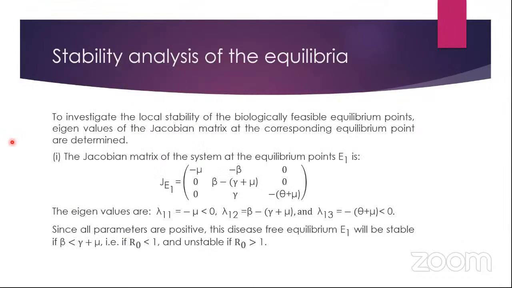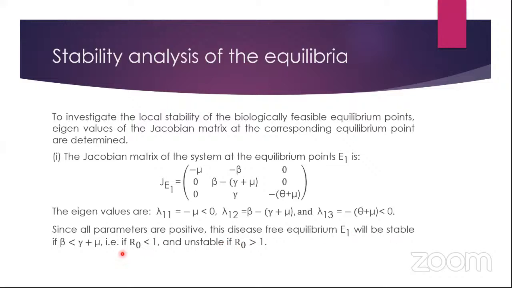Next, we do the stability analysis of the equilibrium points. To investigate the local stability of the biologically feasible equilibrium points, the eigenvalues of the Jacobian matrix at the corresponding equilibrium points are determined. The Jacobian matrix of the system at the equilibrium point E1 turns out to be this one: minus mu, minus beta, 0; 0, beta minus gamma plus mu, 0; 0, gamma, minus theta plus mu. And the eigenvalues are lambda 1 equals minus mu, which is negative, lambda 2 is beta minus gamma plus mu, lambda 3 is minus theta plus mu, which is also negative, because all the parameters are positive.